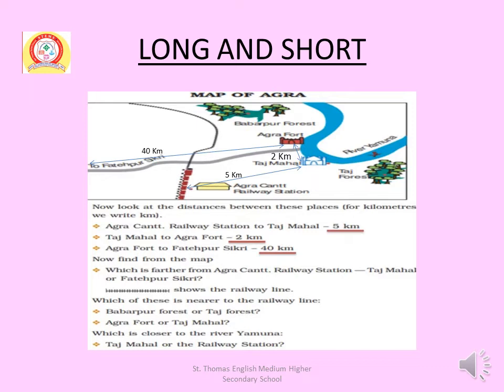Number 1, Agra Cantonment Railway Station to Taj Mahal, 5 km. Taj Mahal to Agra Fort, 2 km. Agra Fort to Fatehpur Sikri, 40 km. Now find from the map. Next, which is farther from Agra Cantonment Railway Station, Taj Mahal or Fatehpur Sikri?